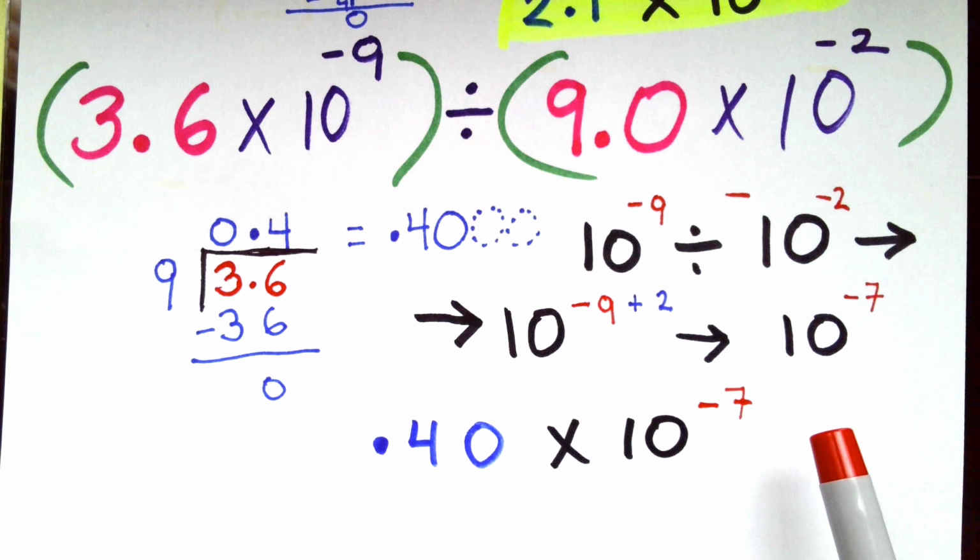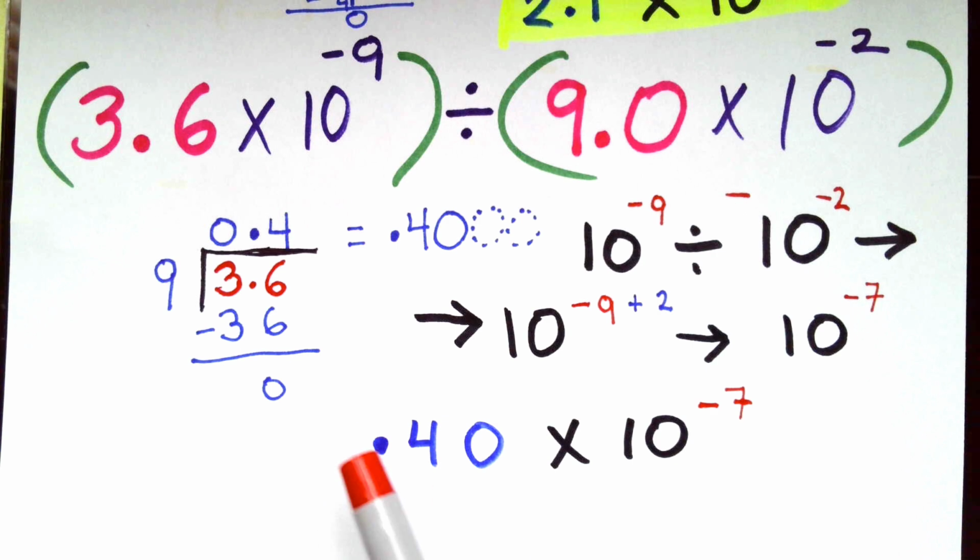I'm finished, right? This is the answer, right? I'm done? No, I'm not done. Is 0.4 a number between 1.0 and 9.99? No, it is not. There's one more step I need to take before I can say I have the answer or the quotient to this problem.